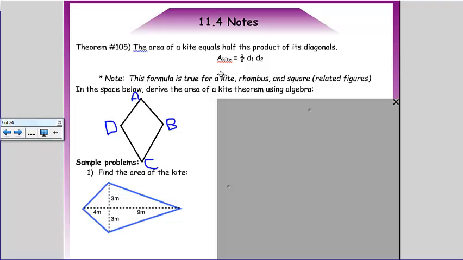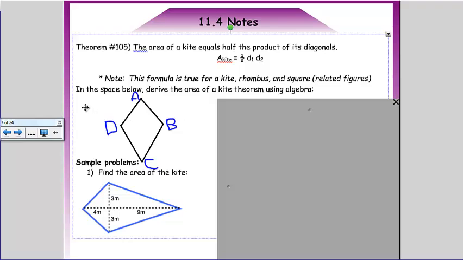So if you think back to chapter 5, you can think of the flow diagram we had. The kite leads to the rhombus, which leads to the square. So this formula will work on a kite, a rhombus, and a square, even though you also have the formula coming from the rectangle side for the rhombus and square as well. You could just do base times height. But sometimes you don't have all the information you need, and this formula will work as well.